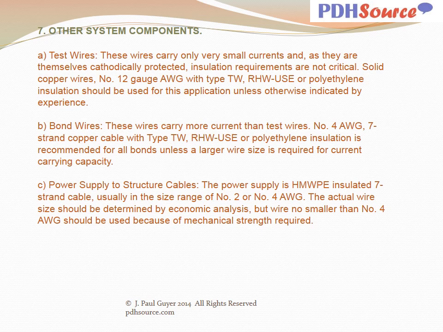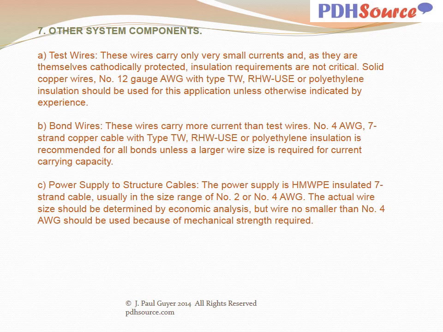Test wires. These wires carry only very small currents, and as they are themselves cathodically protected, insulation requirements are not critical. Solid copper wires, number 12 gauge AWG with type TW-RHW-USE or polyethylene insulation should be used for this application unless otherwise indicated by experience. As to bond wires, these wires carry more current than test wires. Number 4 AWG 7-strand copper cable with type TW-RHW-USE or polyethylene insulation is recommended for all bonds unless a larger wire size is required for current carrying capacity.